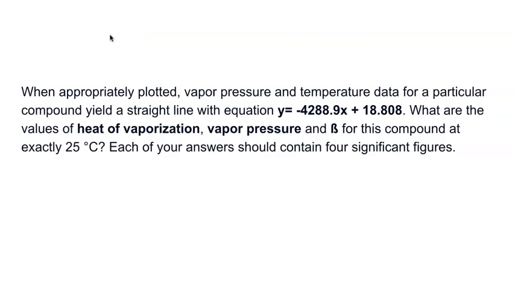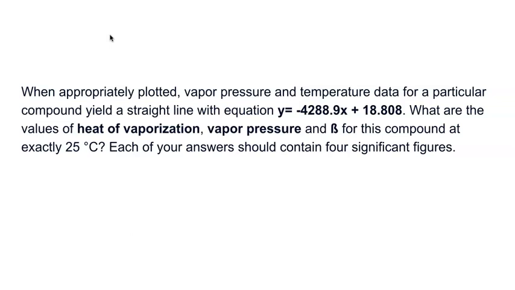So this is the question. When appropriately plotted, vapor pressure and temperature data for a particular compound yield a straight line with equation y equals negative 4,288.9 x plus 18.808. What are the values of heat of vaporization, vapor pressure, and beta for this compound at exactly 25 degrees Celsius? Each of your answers should contain 4 significant figures.